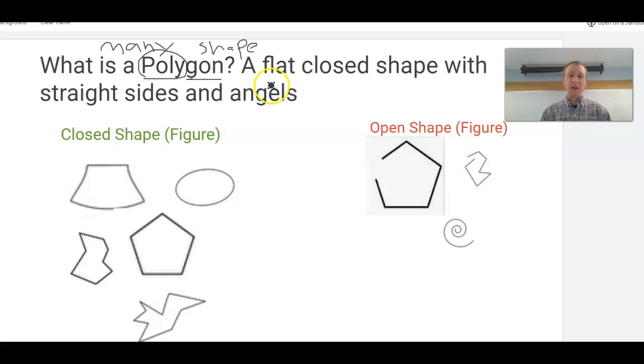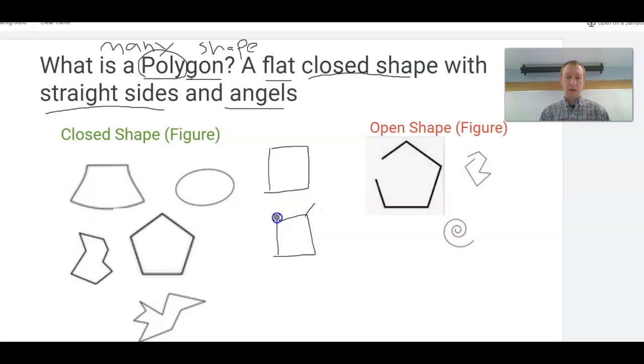How else can we define polygon? Well, it's flat, it's a closed shape, it's got straight sides, and it's got angles. So let's look at each of these things in turn. First of all, flat means literally flat, right? A flat two-dimensional shape like this, as opposed to a three-dimensional shape kind of like this, okay? So we're not talking about this. Right now, we're only talking about the flat shapes, okay?